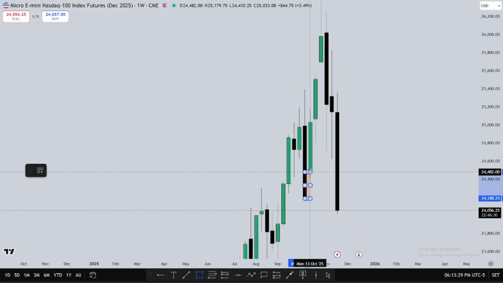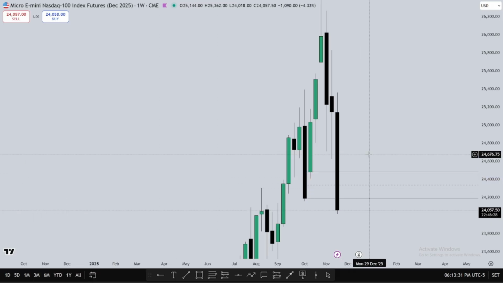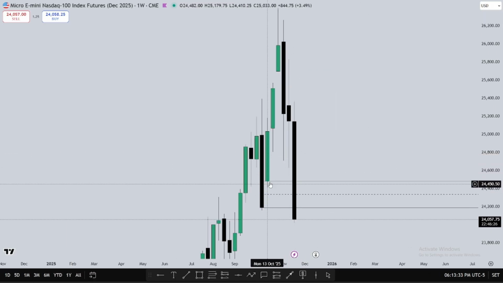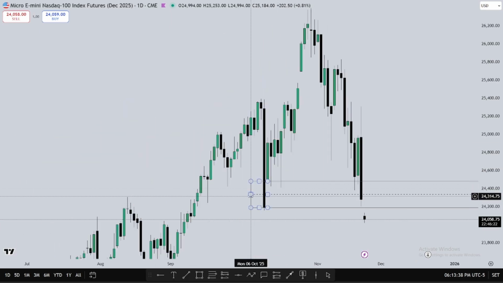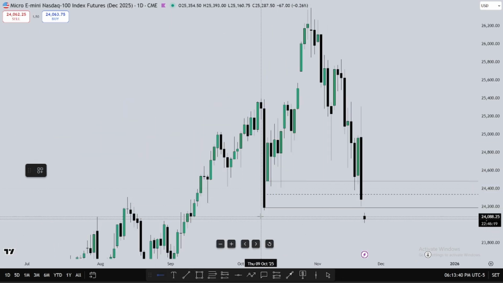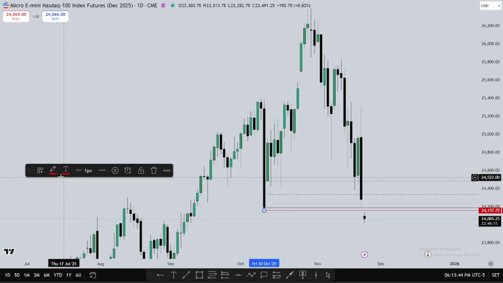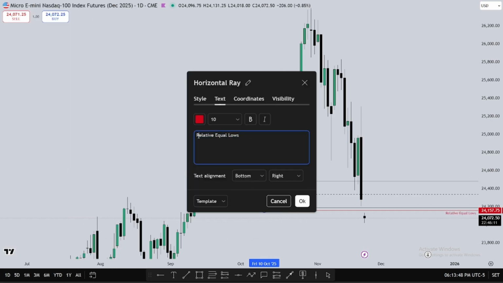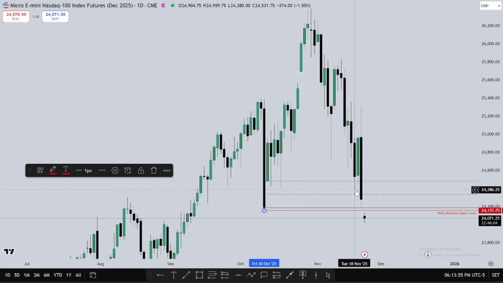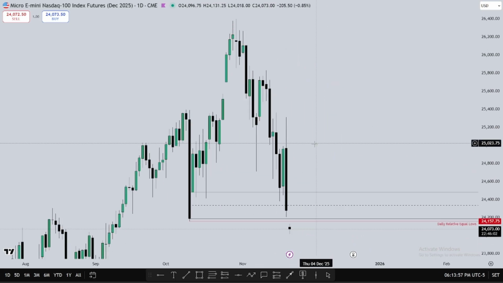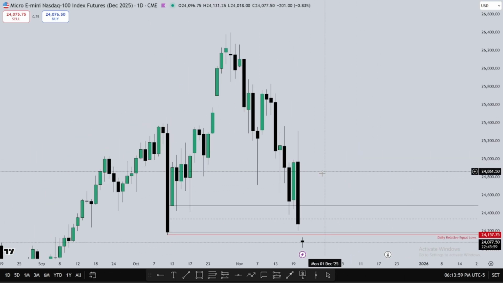So I'll be on the weekly chart. I'll be putting on the new week opening gap because I want to see that get filled. Obviously, daily chart. Oh wow, nothing special. Gap lower. Daily relative equal lows from this low, considering we're still in the downtrend, mind you, we're bearish.